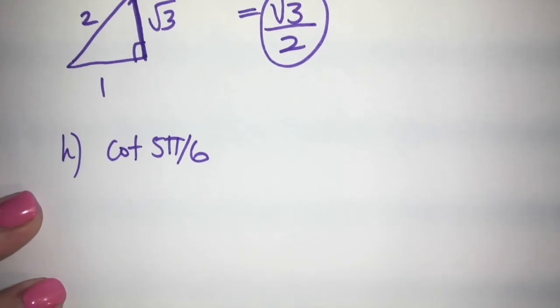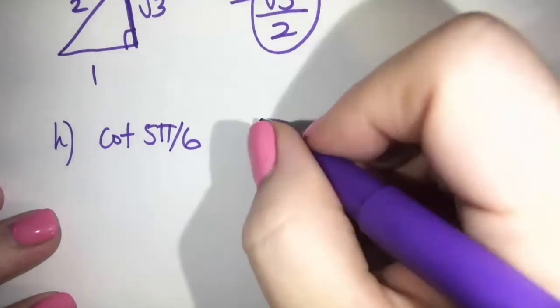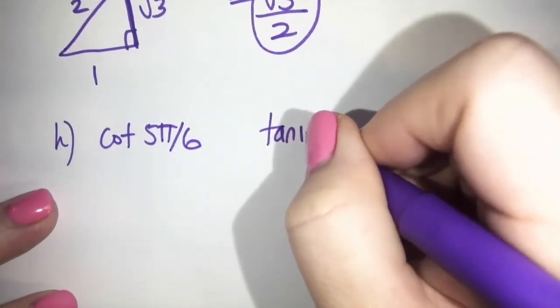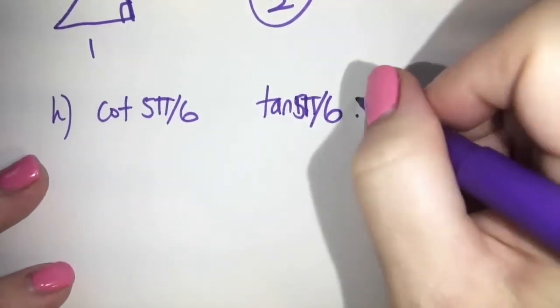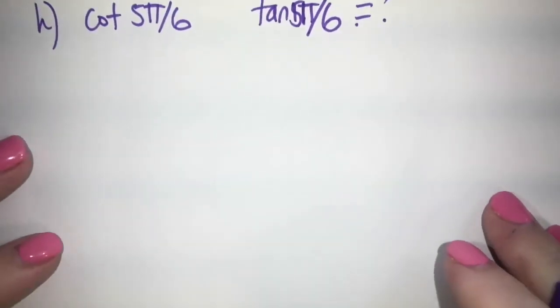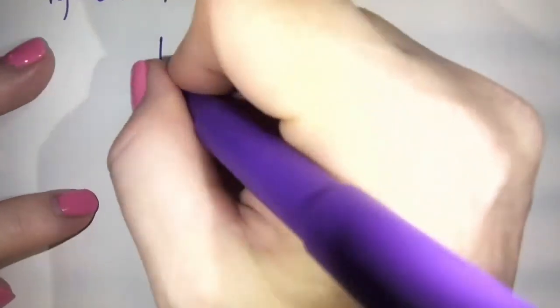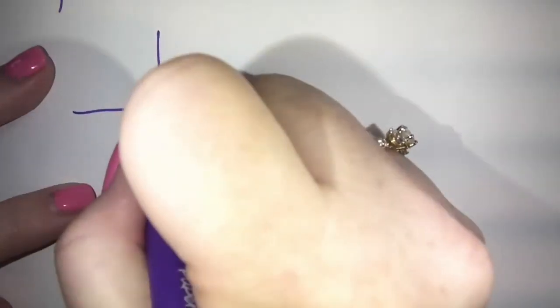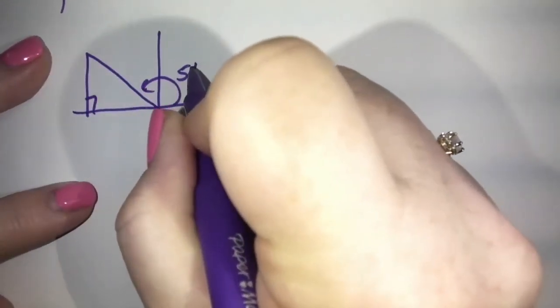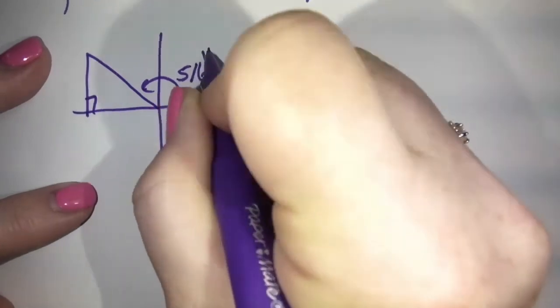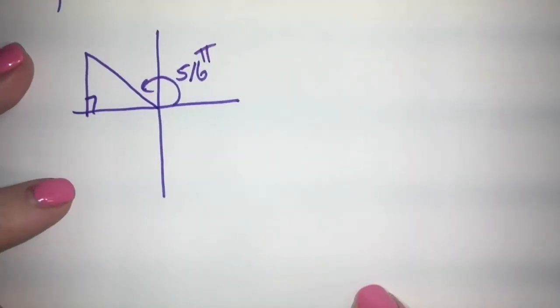The last one here is asking for cotan 5 pi over 6. Cotan is 1 over tan. So the first thing I'm going to look at is tan of 5 pi over 6. Where would 5 pi over 6 be drawn? 5/6 of pi is almost a whole pi, so that would be up here.